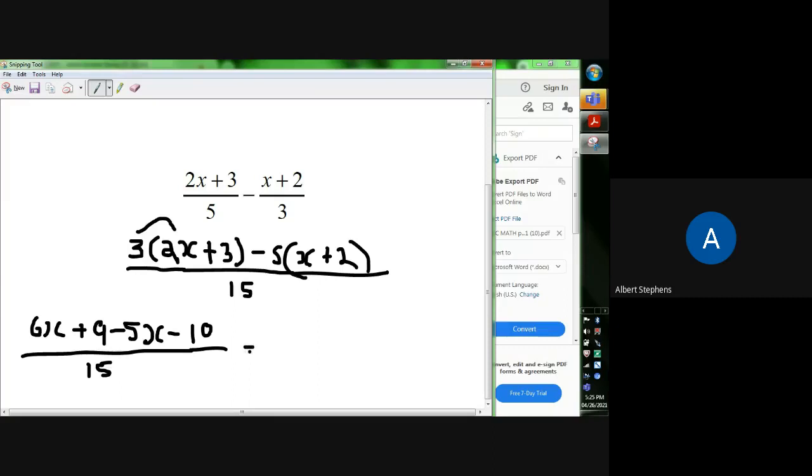And then now we're going to group. Jody, are you following now? Yes, sir. Right. We use the rules of multiplication. So we're going to group like terms. So it's going to be 6x subtract 5x plus 9.